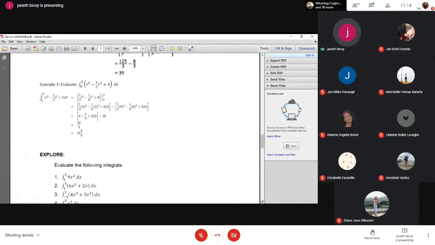Okay, for example 3, the integral of the quantity t cubed minus 1/2 t squared plus 4 dt evaluated from 0 to 2. So we're going to apply the what? The sum and difference rule for integrals.